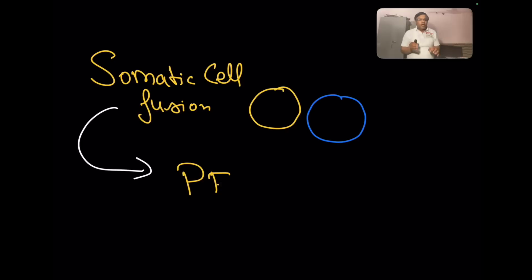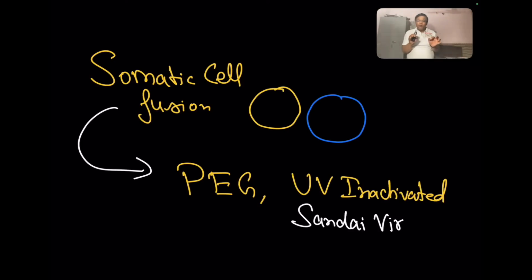I just want to tell you, the somatic cell fusion process, as I have told you, is going to be a rare event. But this event can be induced within a test tube if we add one chemical. The chemical is polyethylene glycol. Here PEG stands for polyethylene glycol. Or what we can use is UV inactivated Sendai virus.